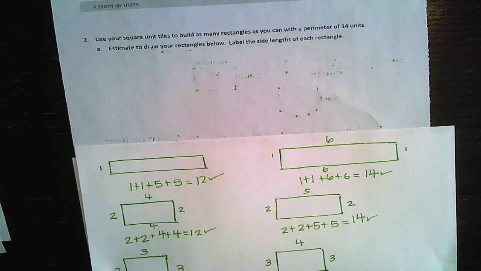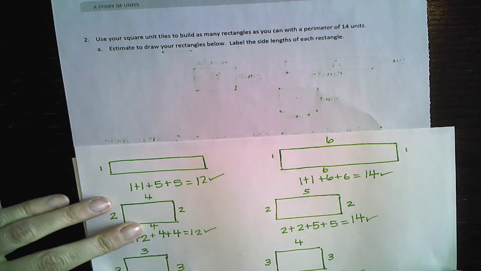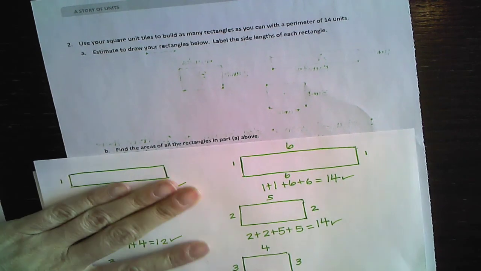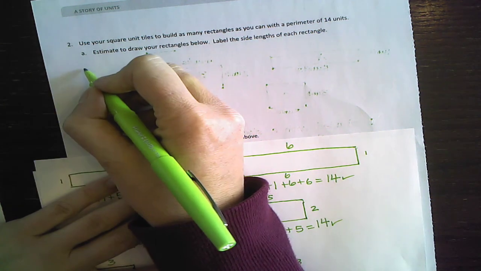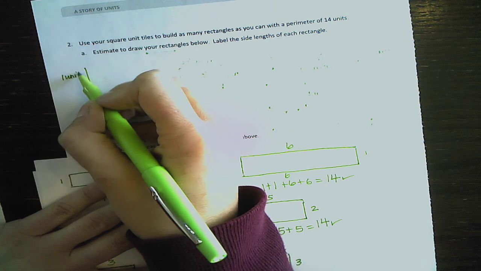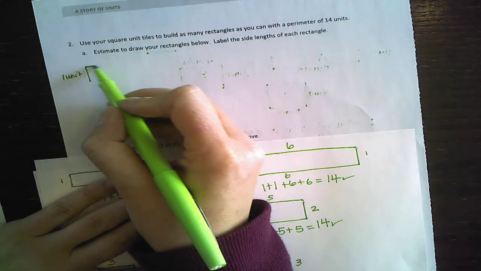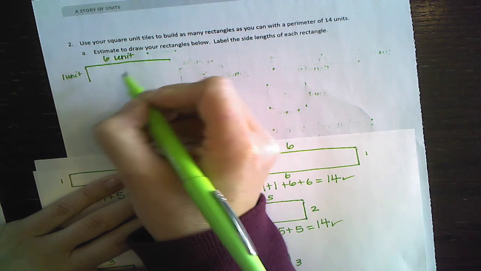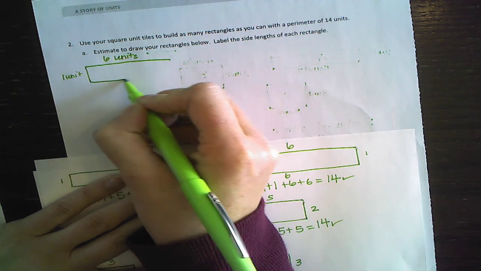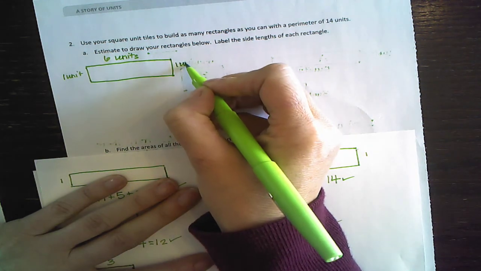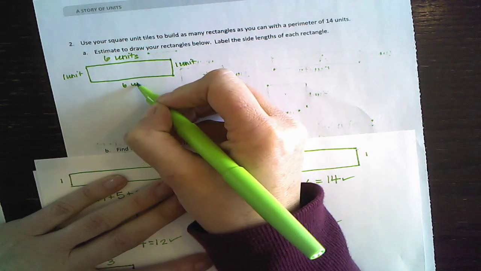And let's draw to estimate. It says estimate to draw our 3 rectangles. These on this side. Cover this with my hand. Okay, and then it says label the side lengths. So we have 1 unit here, and then 6 for our long side units. I guess I could label all of them. 1 unit, 6 units.